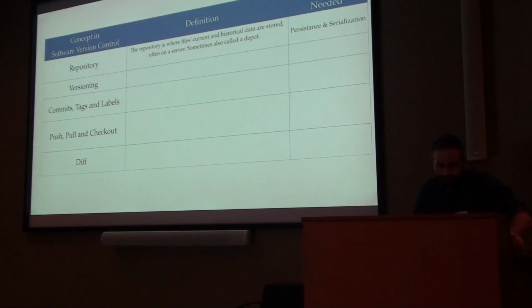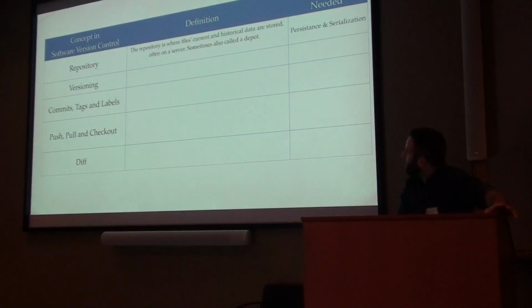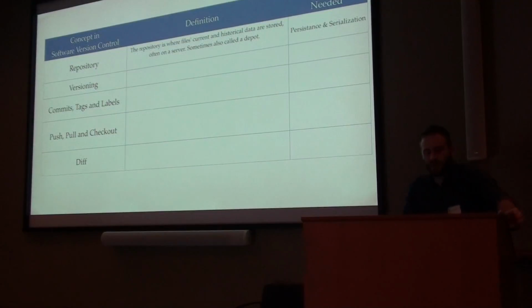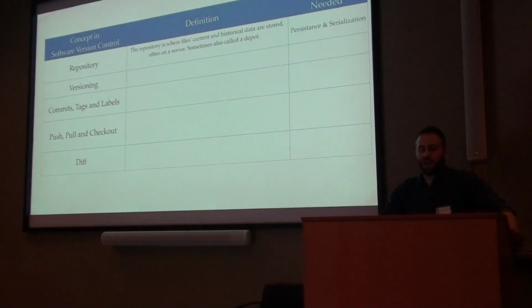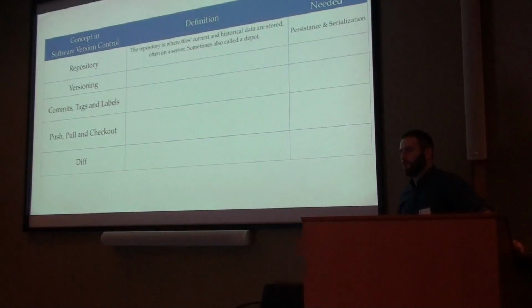So in this case, with a repository, the repository is where files and historical data are stored, often on a server, sometimes called a depot. So to me, a repo is essentially just a place that you need persistence and maybe a form of serialization. A lot of repos have a form of compression, but typically there just needs to be some serialization to actually be able to pull and ultimately retrieve different versions of your models and your data.